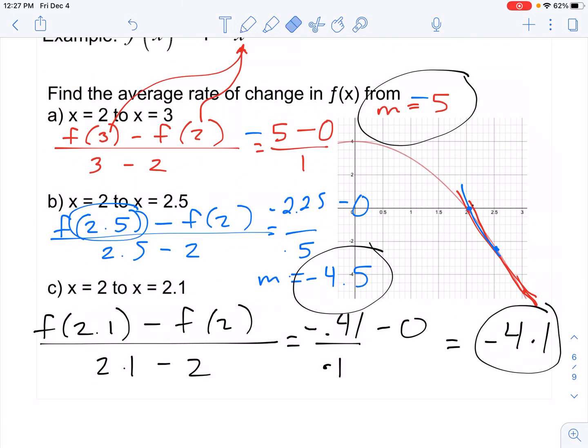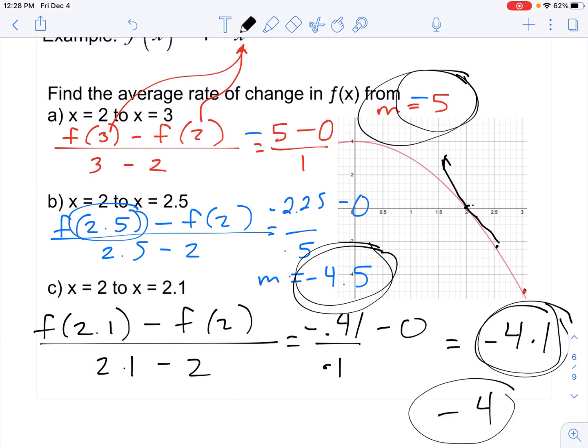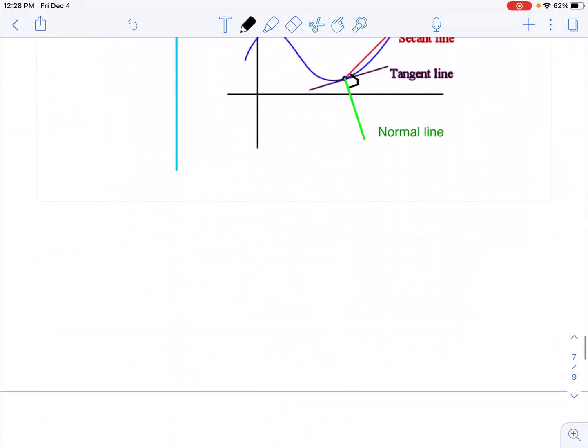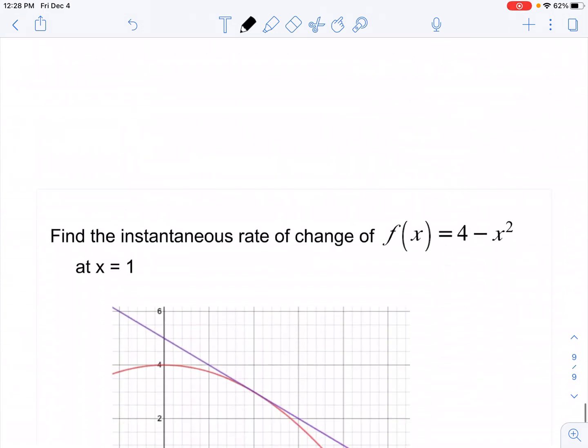And as we started out by going from 2 to 3, and then we moved it from 2 to 2.5, and then we got closer to 2 and did 2 to 2.1. And as our distance between the 2 points got closer and closer to the actual tangent line, you can see what happened to the slopes. We got negative 5, then negative 4.5, then negative 4.1, and then the slope of the tangent line is negative 4. So you can see that these numbers were approaching negative 4. We'll talk about that in the next section.